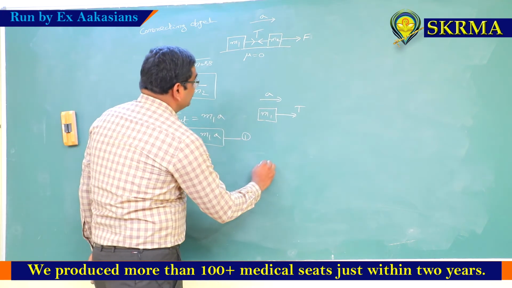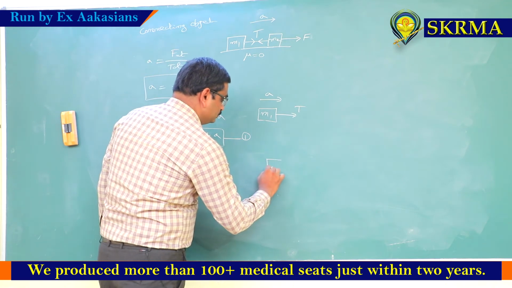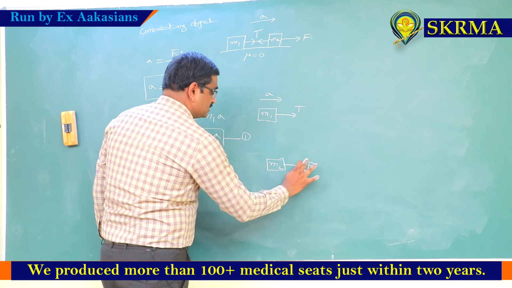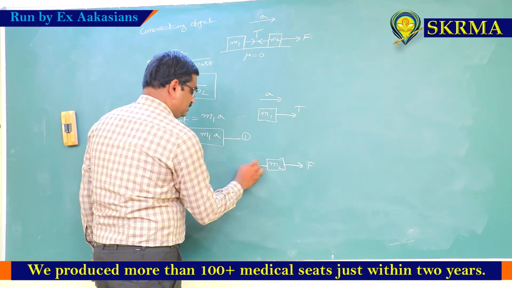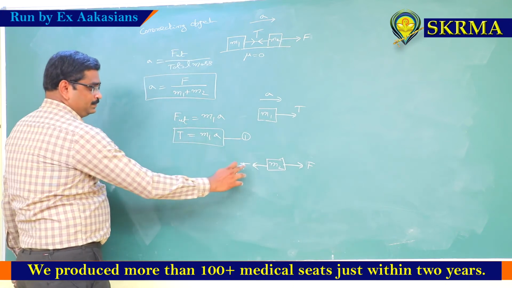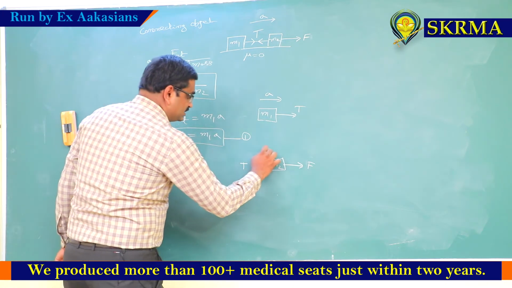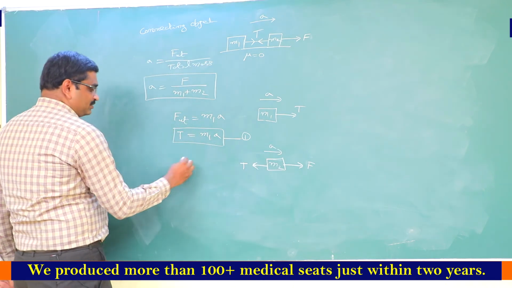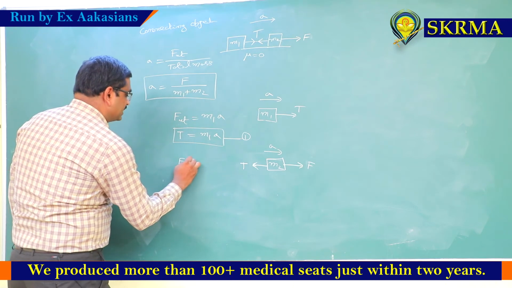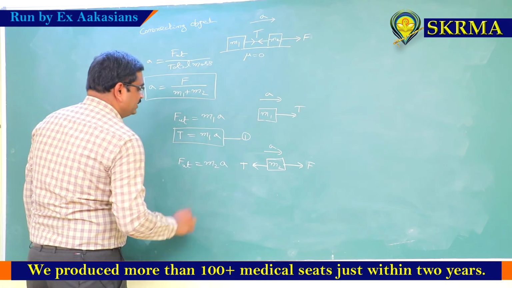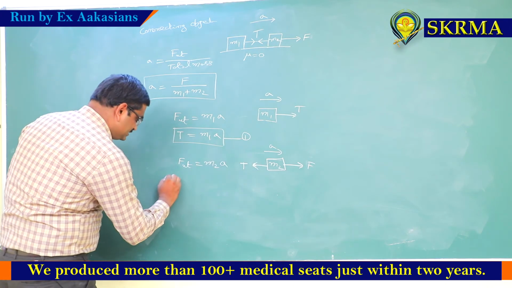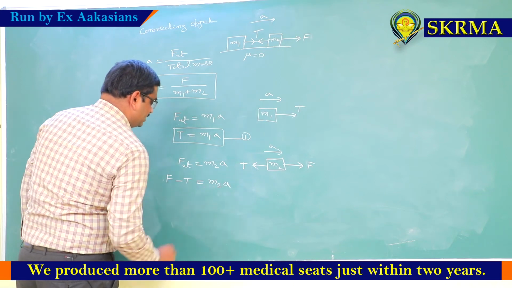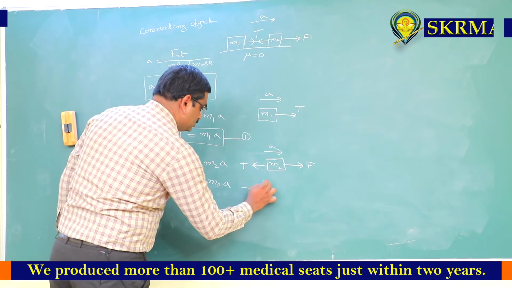Next, draw the free body diagram for mass m2. Force F is applied towards right and tension is towards left. Now the acceleration direction is the same as the net force, towards right. So for this one apply Newton's second law. From Newton's second law, F net equal to mass m2 into acceleration. For this one, net force is F minus T equal to m2 into a. This is equation number 2.